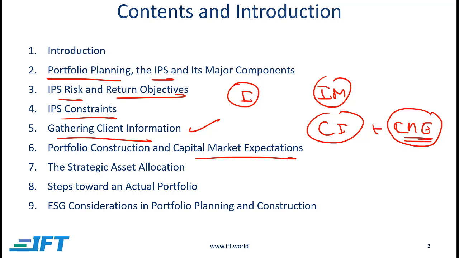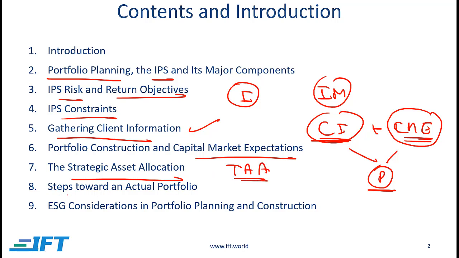But we take expectations related to the capital market, we take information about our clients, and then based on this, we come up with a portfolio. Now, in the context of a portfolio, we have a strategic asset allocation, and then sometimes this strategic asset allocation can be tweaked for tactical reasons, and that is called tactical asset allocation.